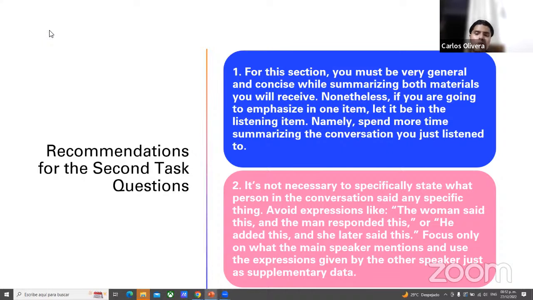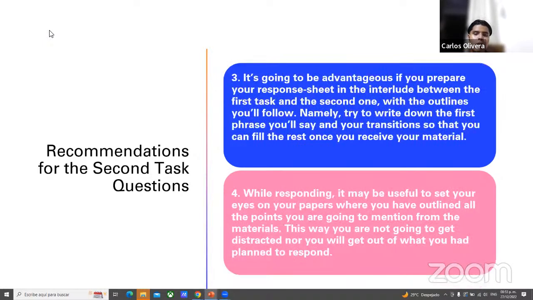For this section, you must be very general, okay? Concise, while summarizing both materials you'll receive. Nonetheless, if you're going to emphasize one item, as I told you, let it be the listening item. Spend more time summarizing the conversation you just listened to. So yeah, that's my recommendation there.